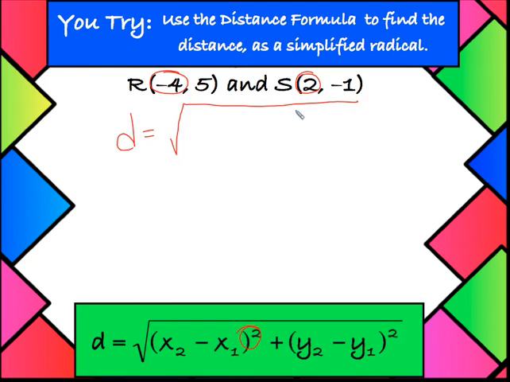So they are 6 apart. I square it and get 36. And then 5 and negative 1 are also 6 apart. Square it, I get 36. Then we have radical 72.